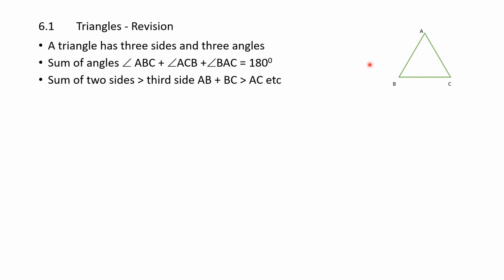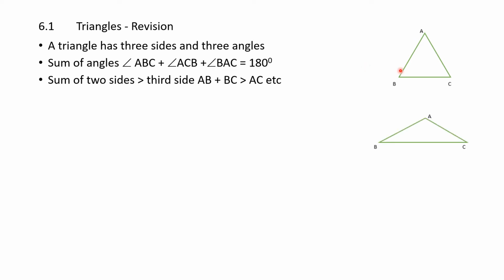And another condition for triangles is that the sum of 2 sides should be greater than the third side. That is, the sum of 2 sides AB plus BC should be greater than AC. Or if you take AB plus AC, it should be greater than BC. Similarly, AC and BC should be greater than AB. So, any sum of any 2 sides should be greater than the third side. That is one of the conditions for triangles.